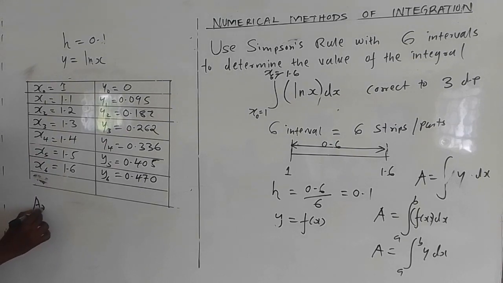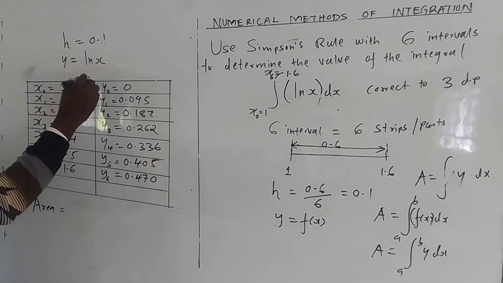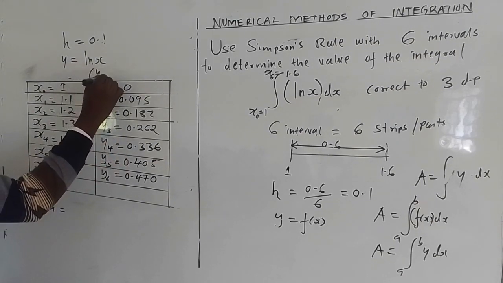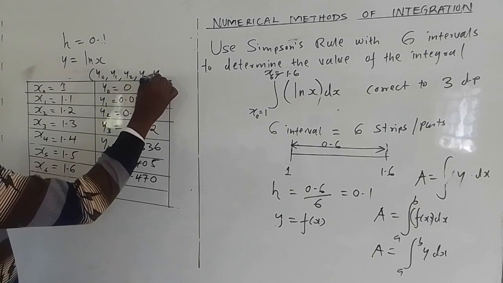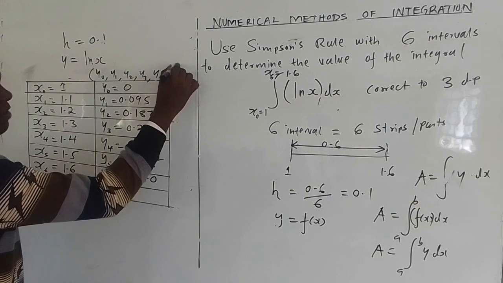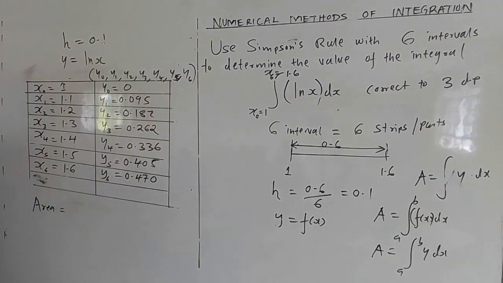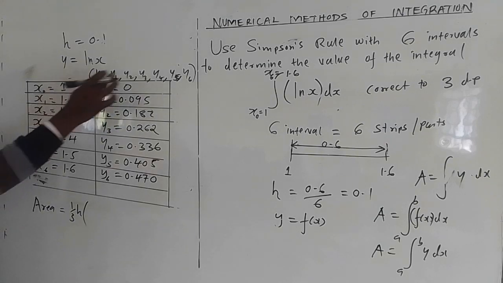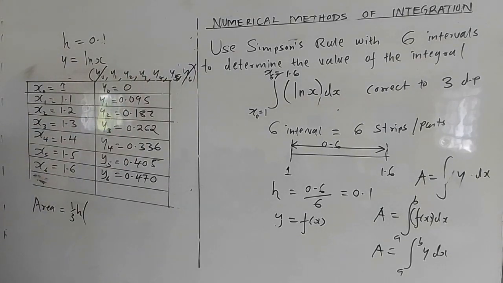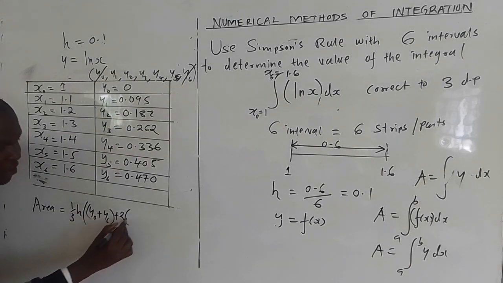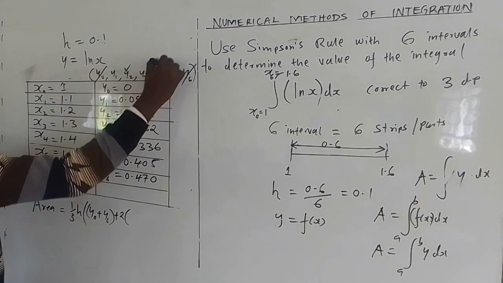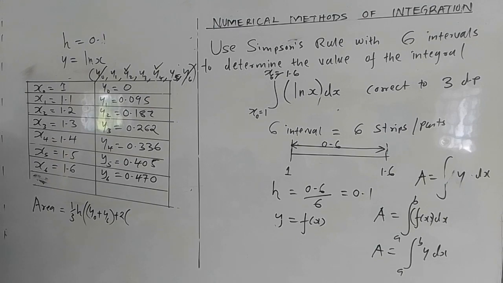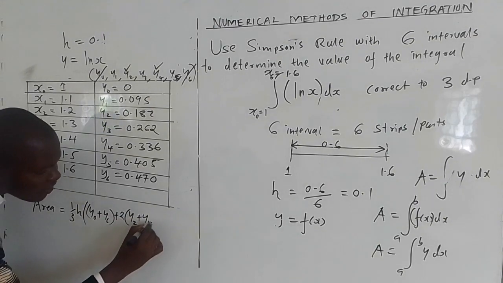So what is the area in Simpson's rule? You come and list your y's. We have y0, y1, y2, y3, y4, y5, and y5 is not the last, y6 is. So the area in Simpson's rule is a third h, isn't it? Then the sum of the first and the last. If you look at what you listed, the first and the last are y0 and y6. So y0 plus y6. Then twice the evens. Which evens are left? y2 and y4. Are we together?